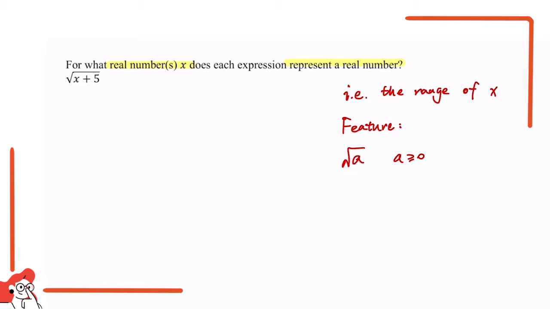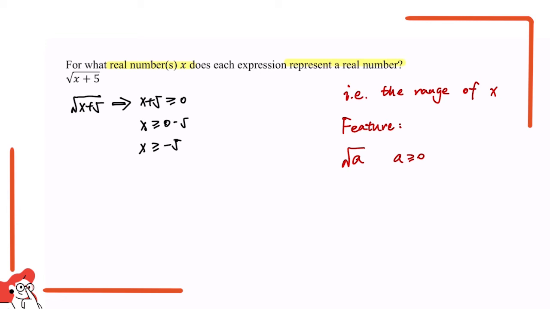So let's get back to our problem here. Our problem says the square root of x plus 5. By that, as we have mentioned before, x plus 5 has to be greater or equal to 0. And we're going to move this positive 5 to the right side of the equation. So this will give us x greater or equal to 0 minus 5. So our answer will be x greater or equal to -5. Or you can just write it as this. Both are acceptable.